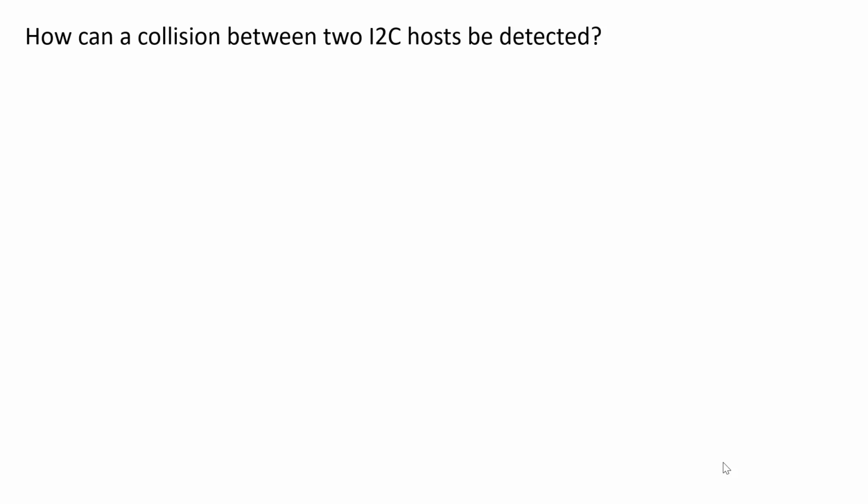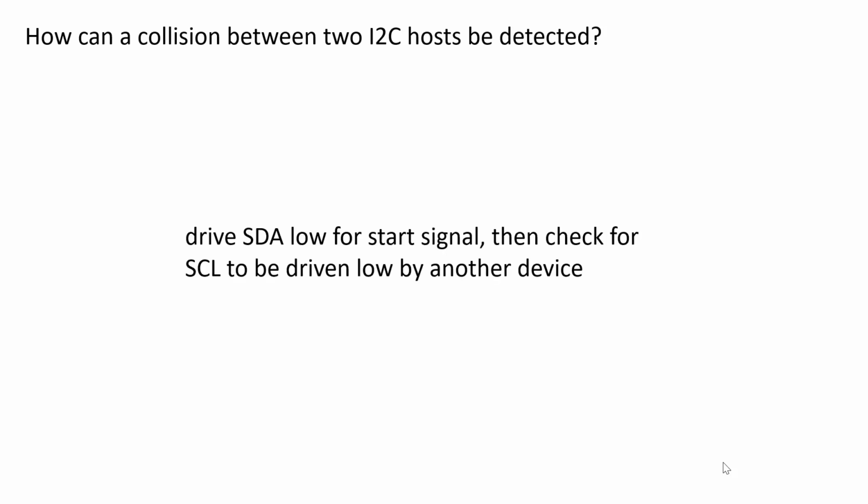How can a collision between 2 I2C hosts be detected? You can drive the data low to try to create a start signal and claim mastership, right? And then you can check to see if someone else drove the clock low. Because normally if you were going to take mastership, you drive the SDA low, and then you would then drive the SCL, the clock, low after that, right? Make sense? Now the problem with this, by the way, is what happens if everyone uses this same policy?